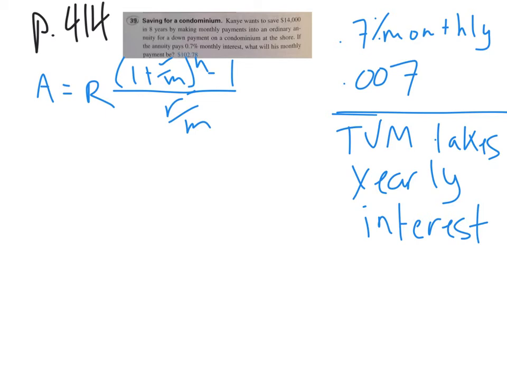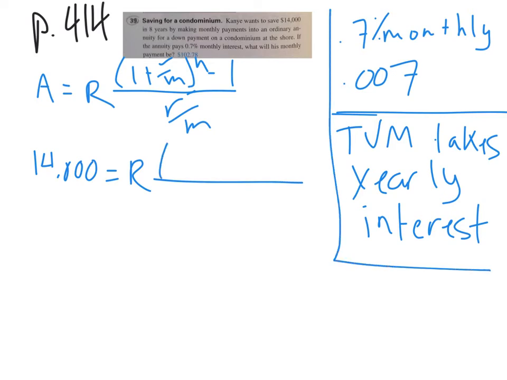So for this problem, we have A, it's 14,000, that's how much we want in the future. We're trying to figure out what capital R, our monthly payment, is. In the numerator, we have 1 plus, now like I said, R over M is basically turning your annual interest rate into a monthly interest. They gave us monthly interest, so we're just going to plug that in as a decimal, of course, 0.007. And then 8 years, we're going to do this monthly for 8 years, so that would be 8 times 12 up here. 12 months in a year for 8 years.